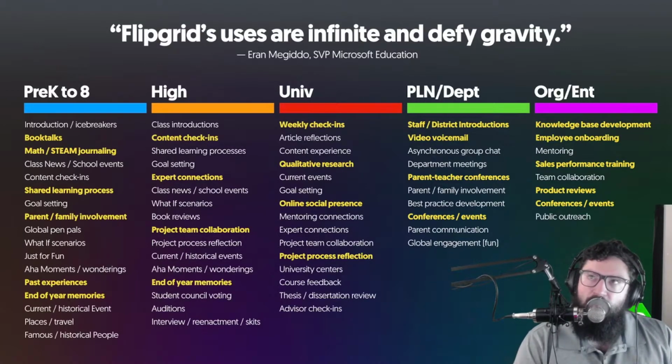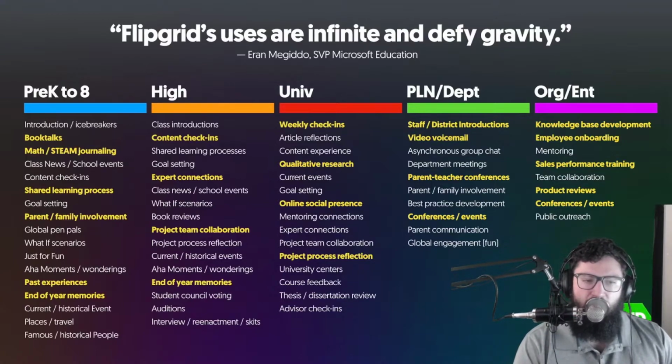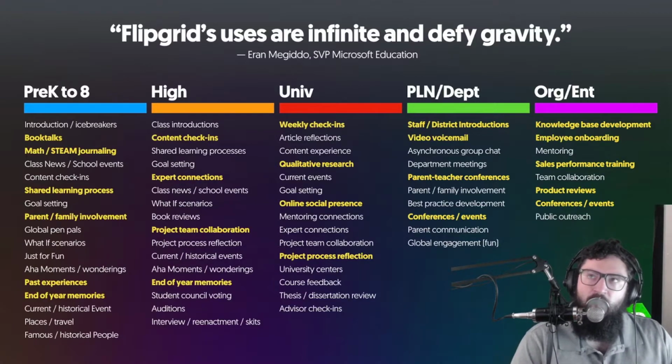There are a couple of different ways that our teachers are probably going to be using it. Also, if you are a manager or anything like that, it is also a very good little program to use on adults as well. However, we're going to primarily stay in that pre-K to 8 to high school level. Highlighting a couple of the ones in yellow are the book talks. Our teachers are going to ask for responses to books. There's also going to be journaling involved, shared learning processes, parent-family involvement, which is always a fun one, experiences, and also end-of-year memories.